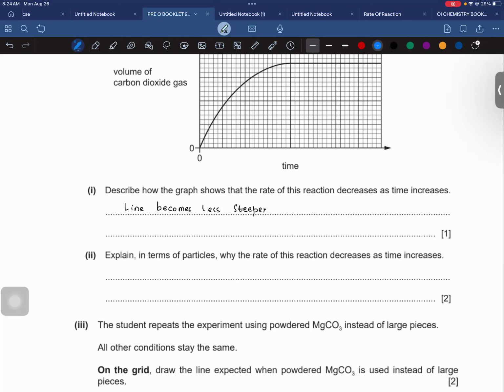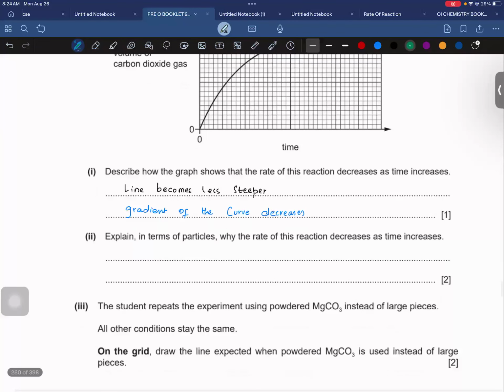The line becomes less steep. The gradient of the curve decreases. This is the reason the rate of reaction is going to decrease, right?